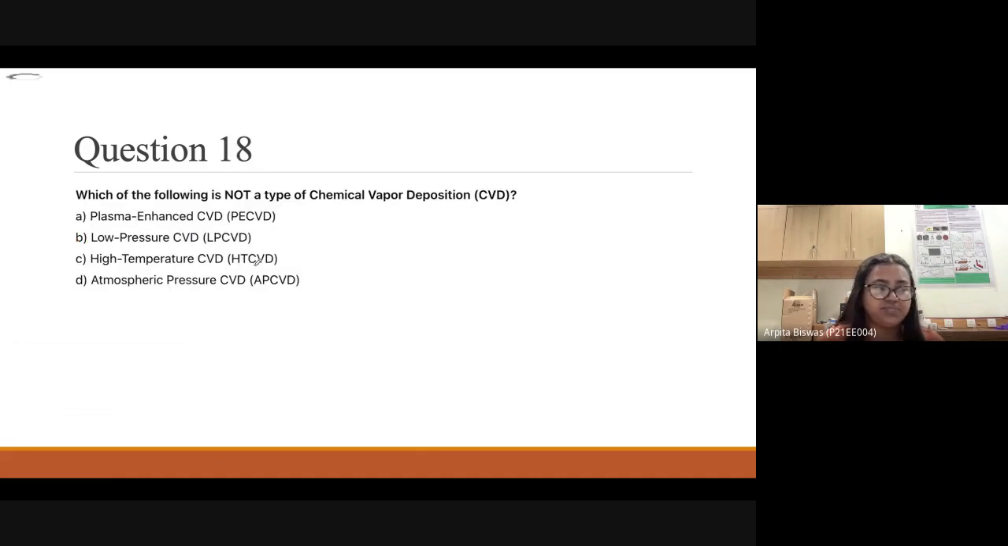So next, this is question number 18. Which of the following is not a type of chemical vapor deposition? Plasma enhanced CVD. Second is low pressure CVD. Third is high temperature CVD. Fourth is atmospheric pressure CVD.